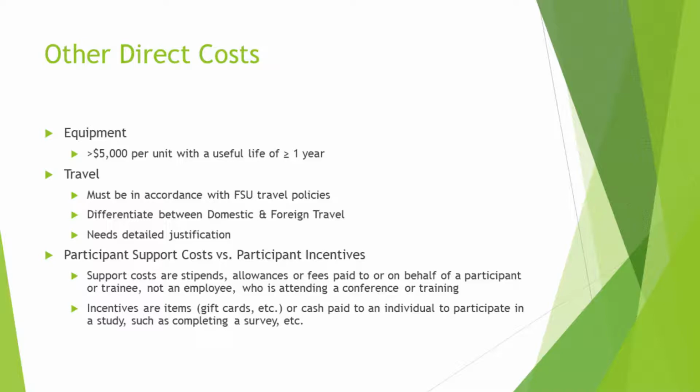Participant support is for when you're providing funds for someone to attend a conference or training and they can't be an employee of FSU or the project. It would be fees, their food, travel, things like that, specifically for that purpose. An incentive is just something to encourage folks to participate in your research projects, such as taking a survey or participating in an interview. And the difference is that participant support is excluded from indirect, but participant incentives are not.